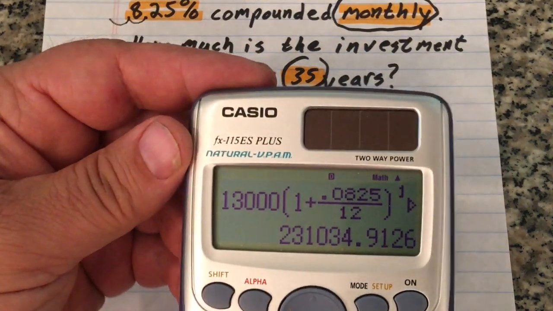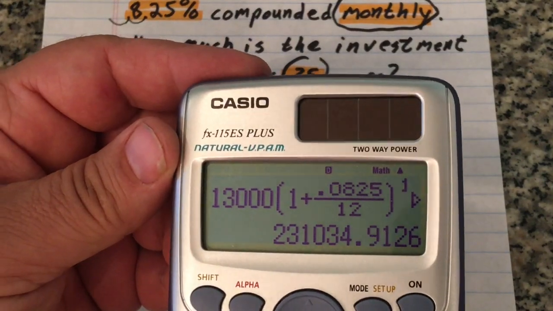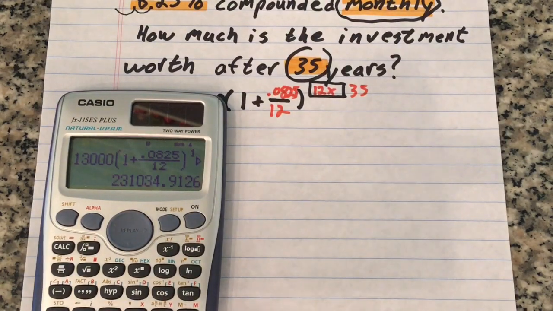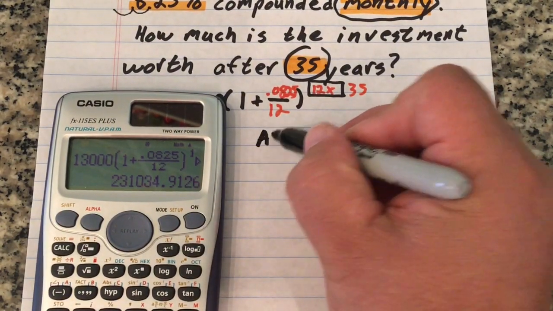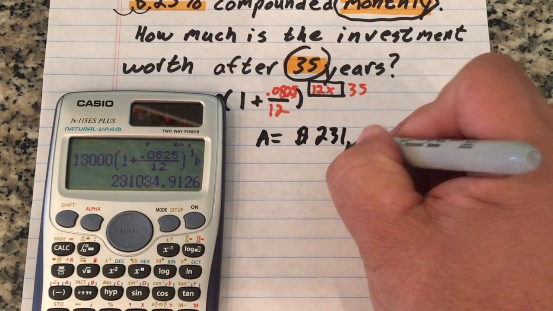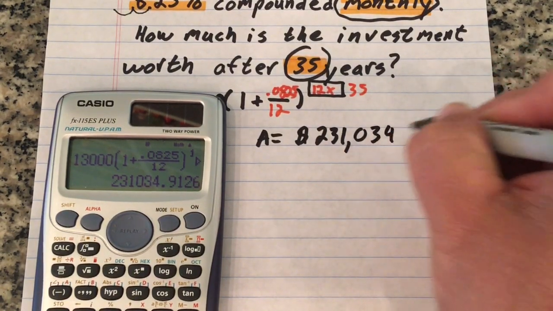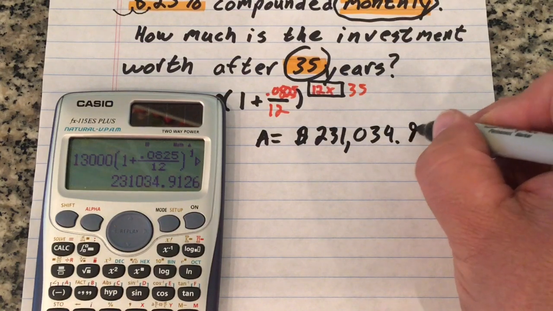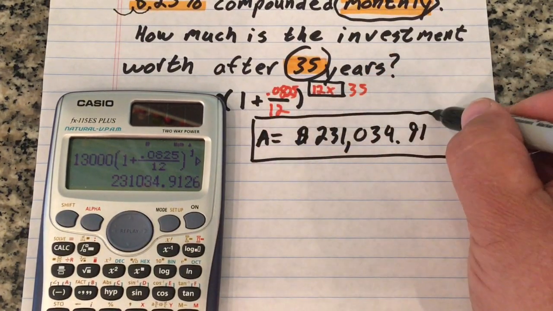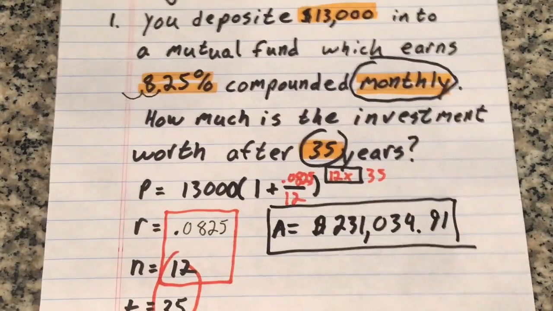That's $231,034. So the amount you receive after 35 years is $231,034 and 91 cents. And that is a financial problem.